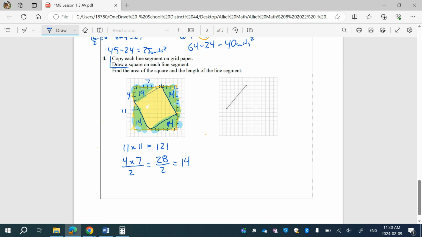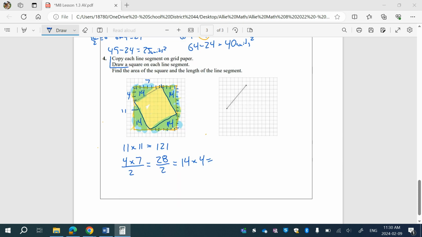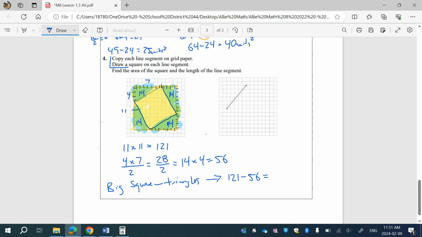There's 4 of them, right? So we got to times that by 4, which is going to give us, let me do my calculator, 14 times 4, 56. So now let's go, I'm going to write it down. Big square minus triangles. Okay, so that's 121 minus 56. I use my calculator. 121 minus 56 equals 65.